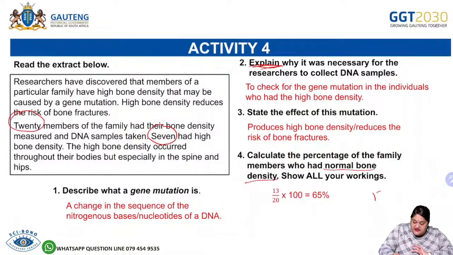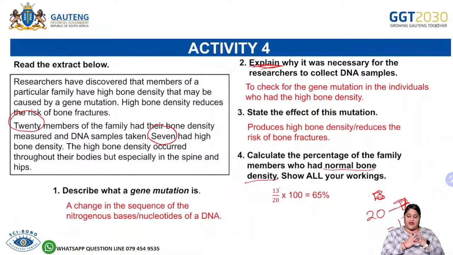So then we have to say 20 minus 7 is equal to 13, and that's where this 13 comes from, because we had 20 of them. Okay, and 7 of them had high bone density, so the other 13 had normal bone density. So 13 divided by the total of 20 times 100 equals 65%.